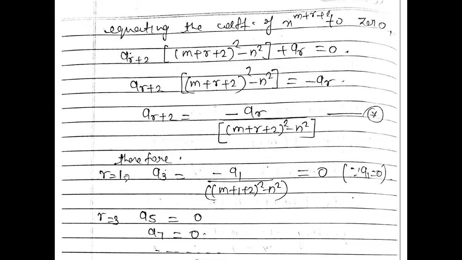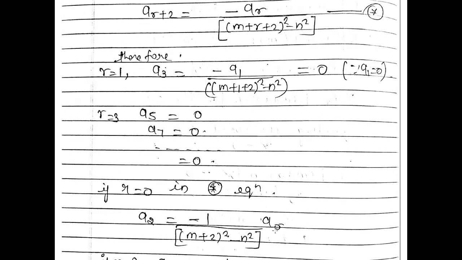Now we can see here, if r is equal to 1, then a3 will be minus a1 upon this one, and we have a1 is equal to 0. So a3 will be 0. If a3 is 0, then a5 is 0, a7 is 0, and so on. That means all odd terms will be 0 here.